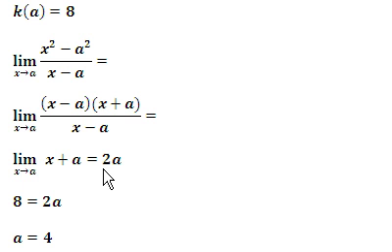Now remember that this must equal k of a, and so since the limit of x plus a as x approaches a has to equal this, what we do is we just set these both equal to each other. So 2a is equal to 8, and then we just solve for a, and you're done.